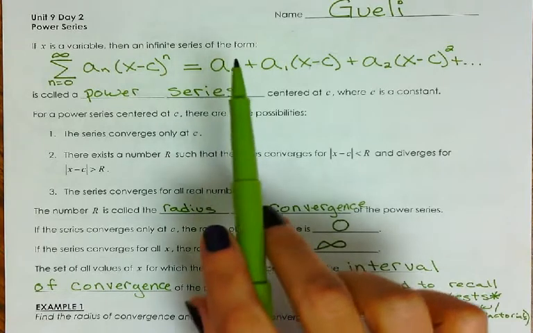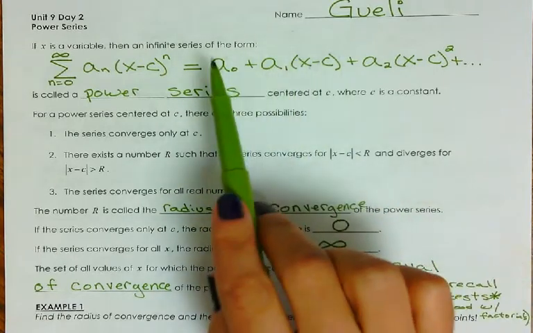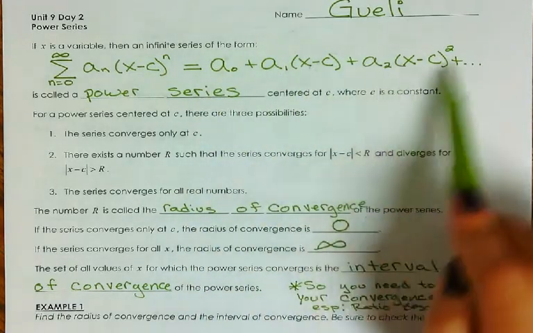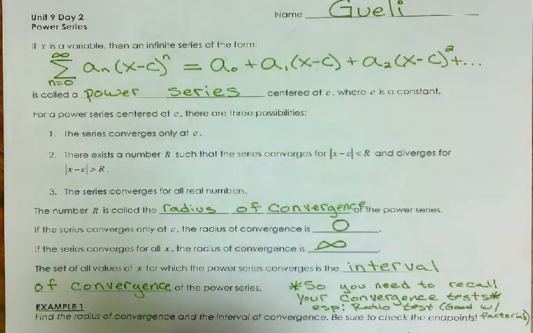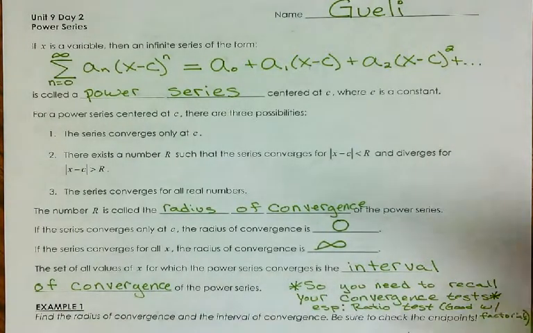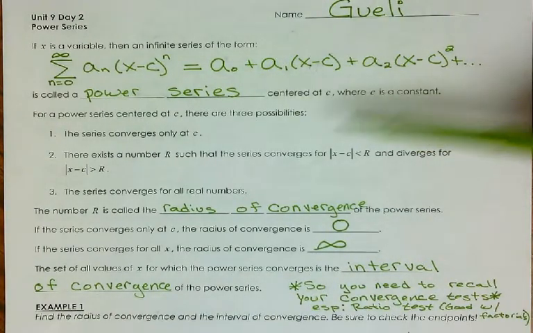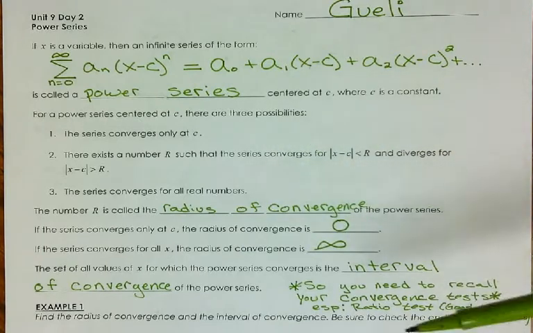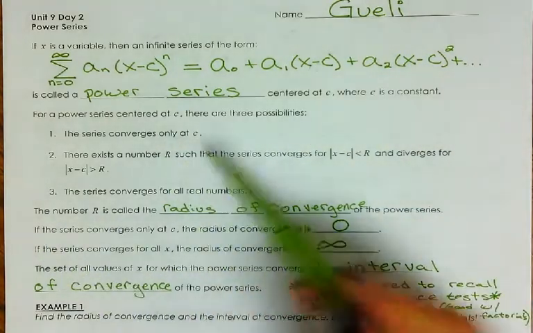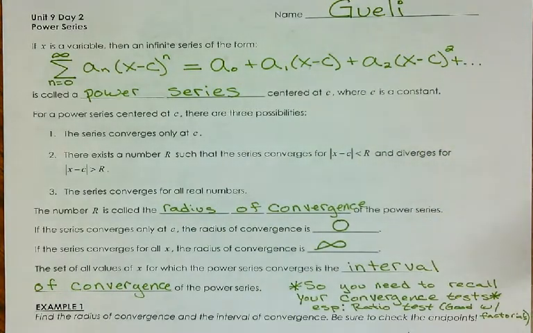So we have your first term, and then you have that integer, you have a linear term, you've got that quadratic term, and you see this, we called the center C when we were doing a Taylor. So for a power series centered at C, there are three possibilities. One of these three things is going to be true. The series converges only at C. So we can find a value where it's going to converge, and it might only overlap there at the center C.